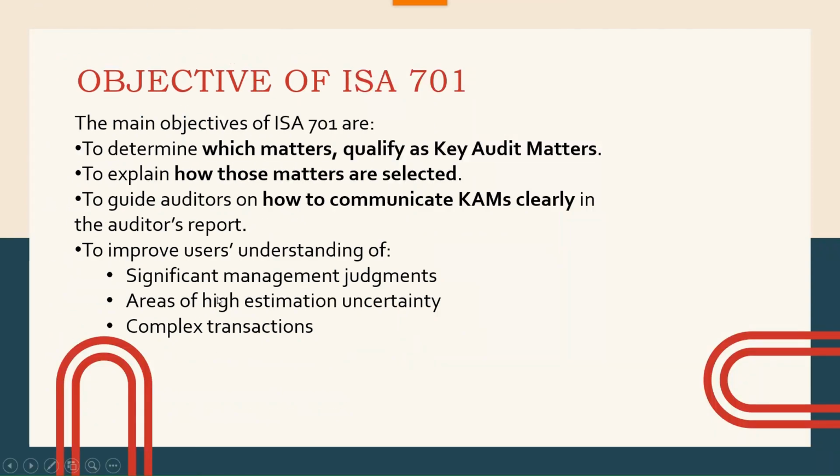ISA 701's objective is to identify which audit matters are most significant and should be reported as key audit matters. It also guides the auditor on how to clearly explain these matters in the audit report, so users understand the major judgments, estimates and complex areas clearly. Now the objective is clear. Let's see where the standard applies.